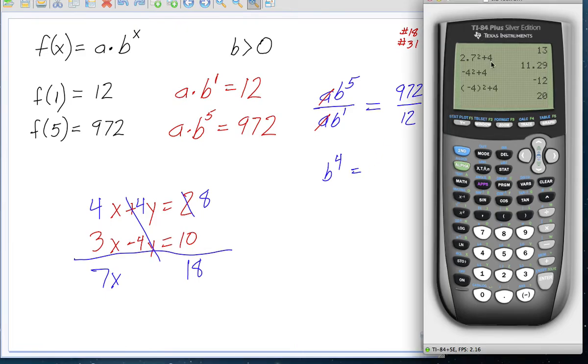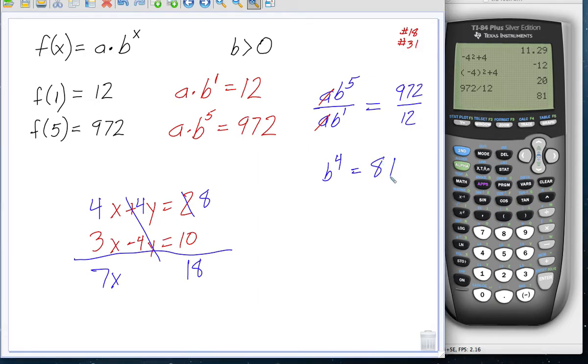972 divided by 12, we could probably figure this out, but we'll use a calculator. 972 divided by 12 is 81. And so B to the 4th is 81, which means B must be the 4th root of 81, which is plus or minus 3. But remember that we said B was going to be a positive number, so we're not going to concern ourselves with the negative. B is 3.